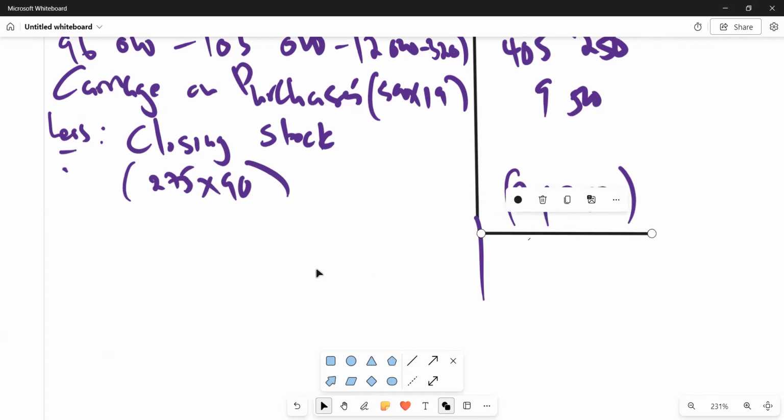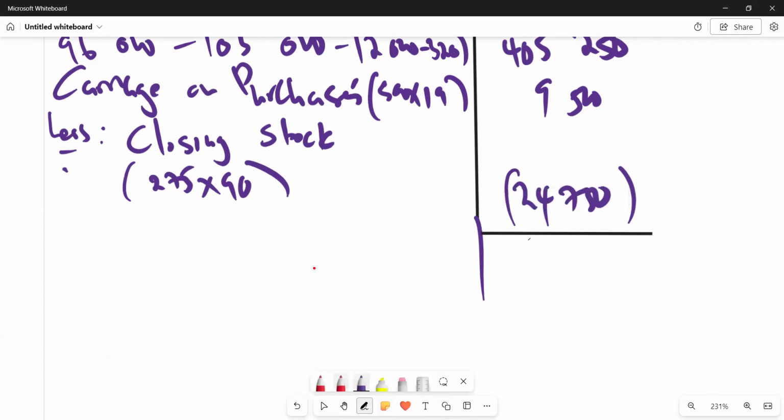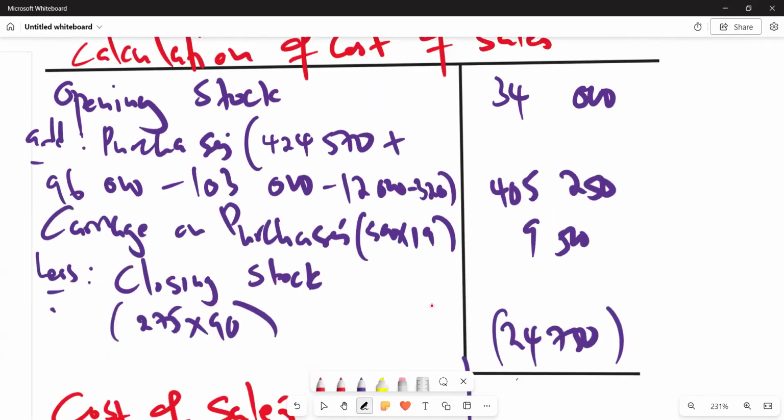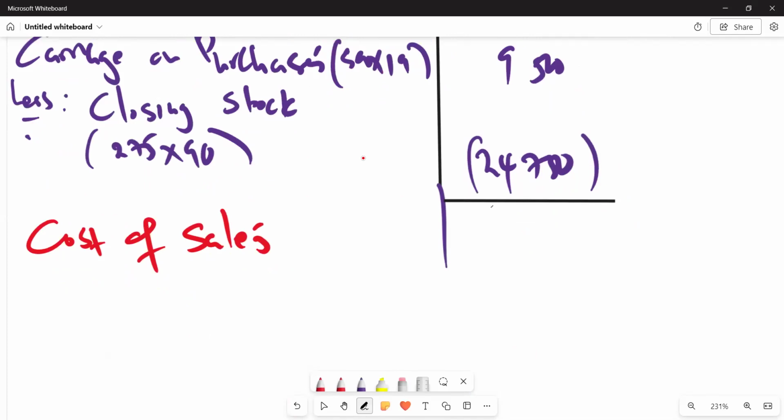So here, our cost of sales will come here. So basically, we are just starting from where our calculation started by saying 34,000 plus 505,250 plus 9,500 minus 24,750. The final answer that you're supposed to get is 424,000 here. So this is the calculation that we have for our cost of sales.